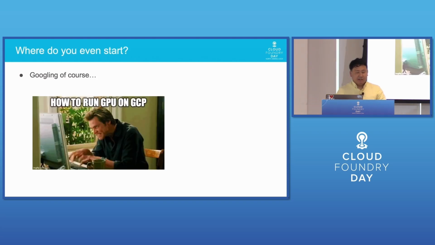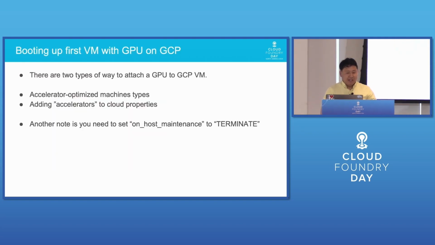So where do you even start? I just started Googling: how do you run a GPU on GCP? I came up with two conclusions. There were two ways to attach it. There's an accelerator optimized machine type, which are machine types on GCP that have GPUs attached to them. There's also a field called accelerators in the cloud properties. When I started digging in the code, it was already in there. It was just not advertised that the CPI could do that.